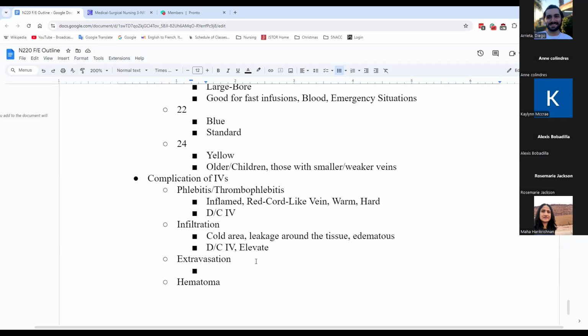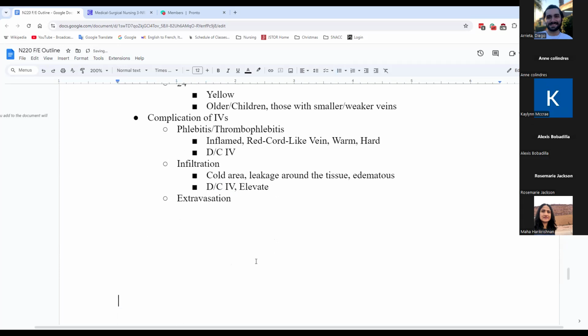How are we describing this? Cool. Yeah, it's going to be a burning, stinging necrosis. It's gross. Blisters, yes. And this one again, DC the IV.